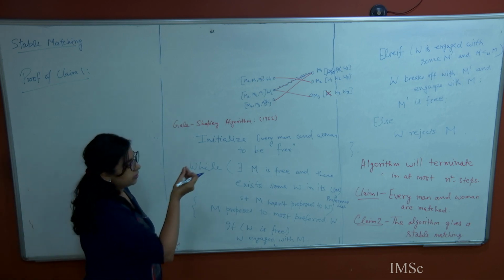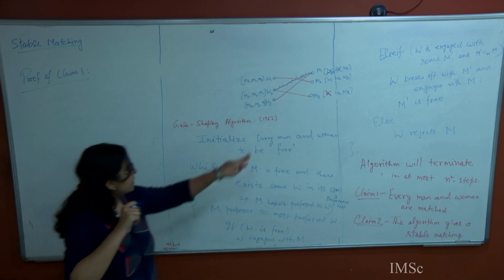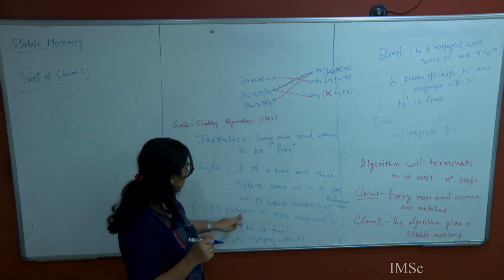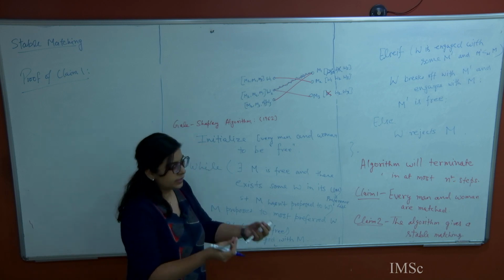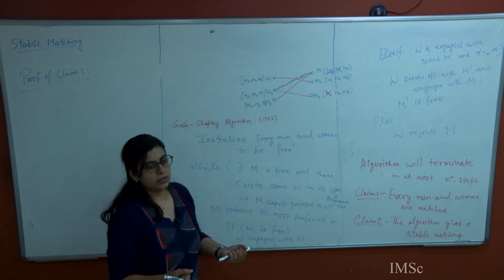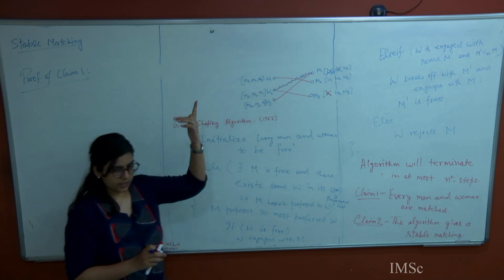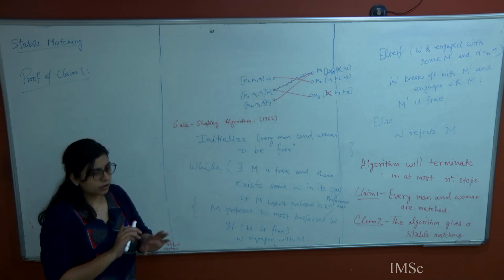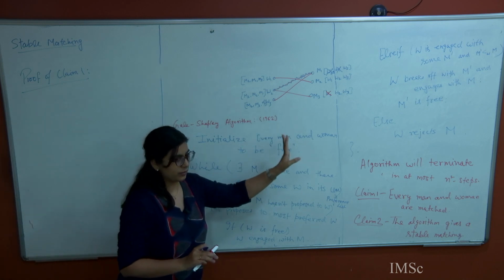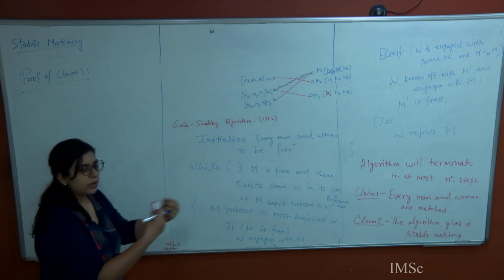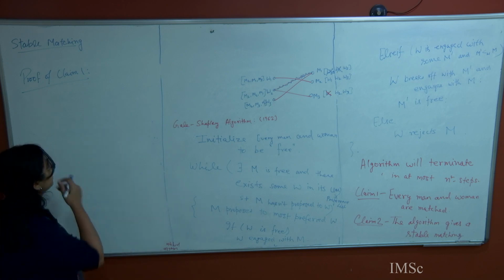Because maybe he'll go to every person. Can you repeat what you said? For women, what we said is that if W is free and gets any proposal, she'll accept, right? So if W is not matched, that means she has not got any proposal. But for men it is not the same, right? He may propose to everyone and everyone might have rejected him. So that we need to argue.